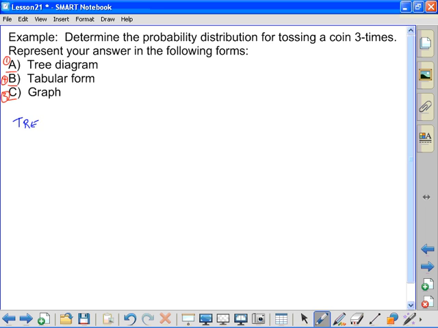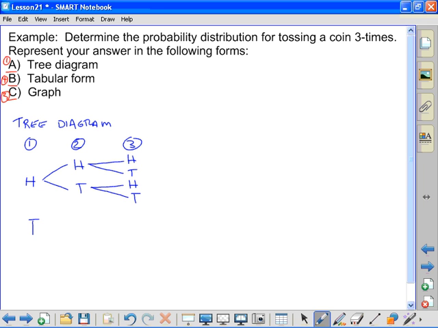So tree diagram, taking us way back. So 3 times, so trial 1, 2, and 3. On the first one, you can get either a head or a tail. Head, tail, head, tail. Down below, head, tail, head, tail, head, tail. So there's our tree diagram for that.